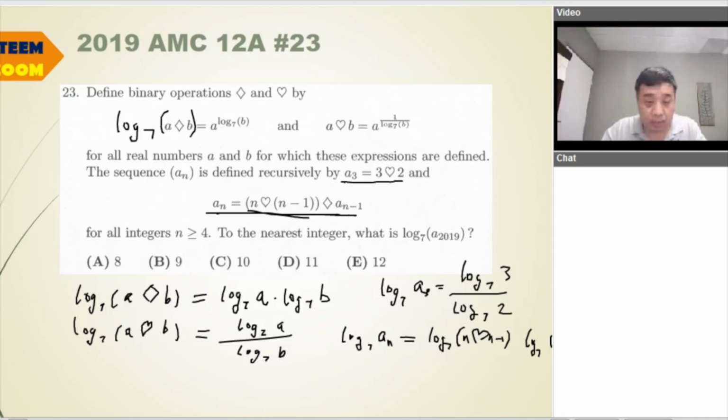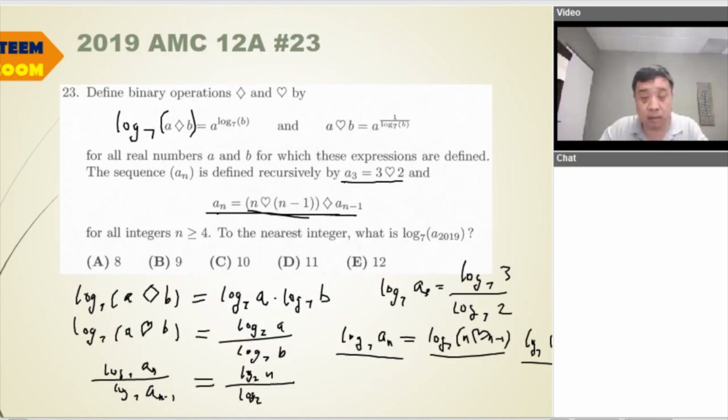So if you look at this one, we take the ratio. Log base 7 of a_n over log base 7 of a_{n-1} is equal to the log base 7 of the hard of n and n minus 1, that's also a ratio. Log base 7 of n divided by log base 7 of n minus 1. So, see this? Log base 7 of a_n over log base 7 of a_{n-1} is the same as log base 7 of n over log base 7 of n minus 1. What I wrote looks like log base 2, but that's log base 7, okay?